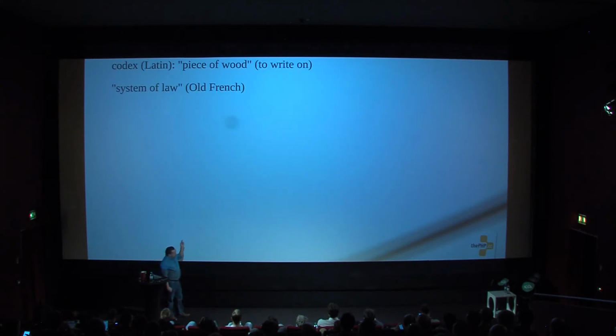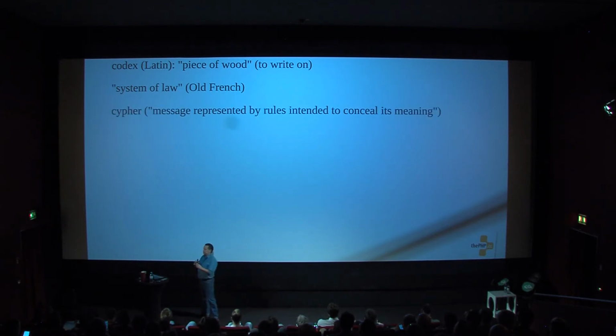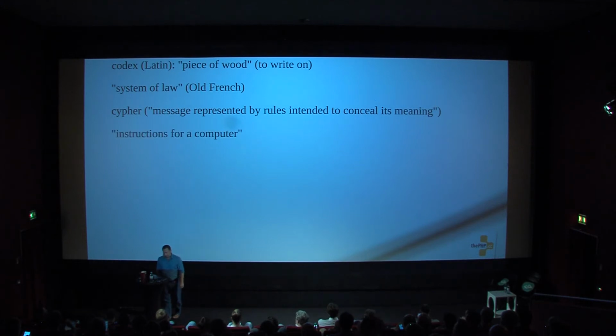Well, later again, the meaning of the word still changed, and it started to also mean cipher, which is a message hidden, concealed. So that's cryptography, hiding messages, secret messages, messages that you're not supposed to understand. And then, quite lately, code also started to mean instructions for a computer.